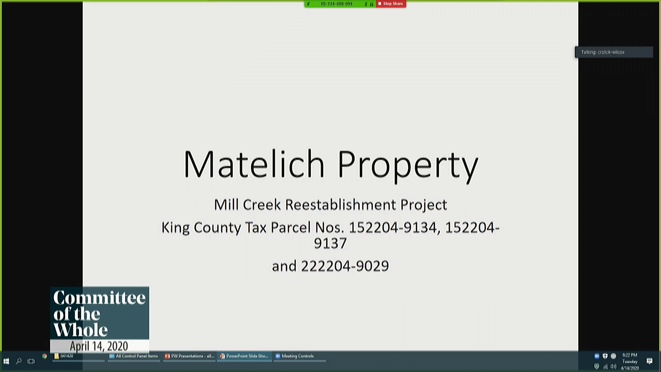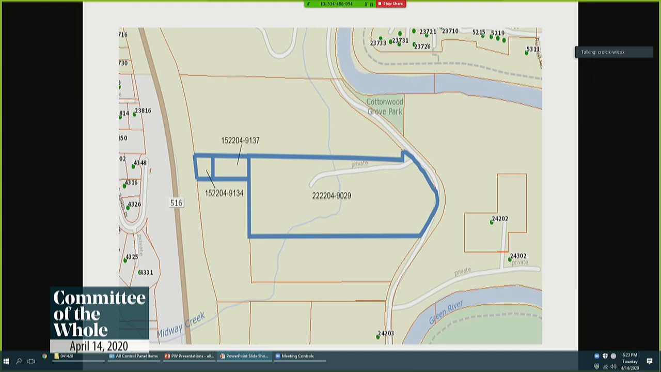Hope everyone's doing well. I'm here to talk to you about another property acquisition and to ask that you, at the council meeting, authorize the mayor to sign the documents needed to acquire 3 parcels that are all located on Freger Road from the Matalich family. And the amount we're looking to pay is $280,000 for all 3 parcels.